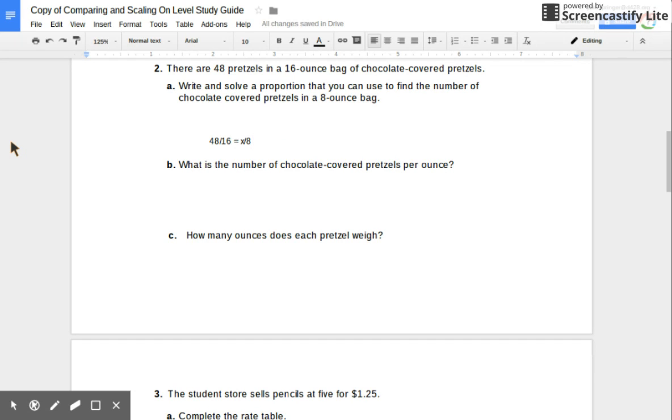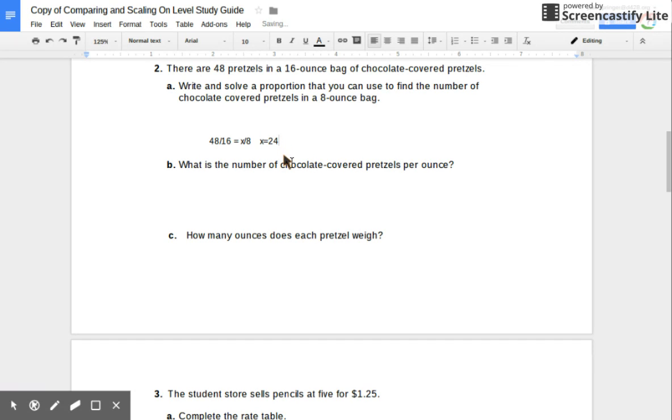So we do what we normally do to solve a proportion. We multiply the partners and divide by the loner. So 48 times 8 should give us 384. And we divide that by the loner, 16, and that should give us 24. So x equals 24.